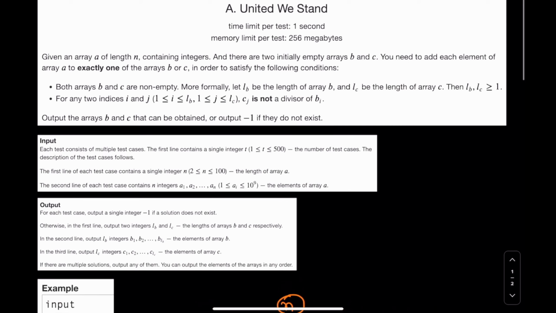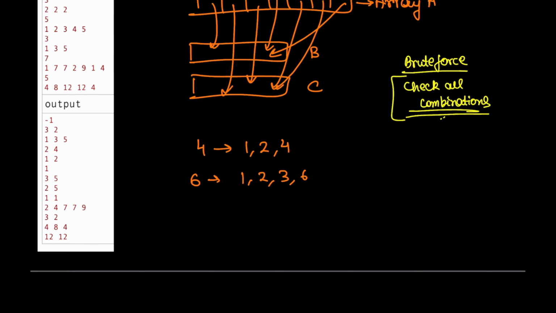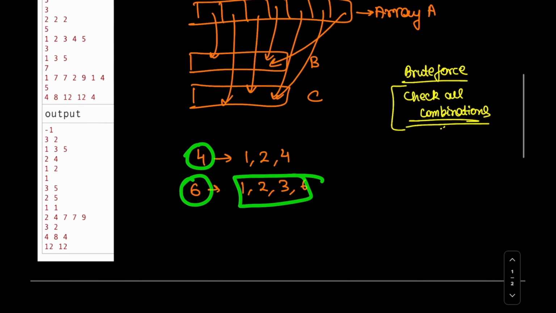So we are given one condition that C of j should not be a divisor of B of i. So let's see what a divisor means. Like 4 has divisors 1, 2 and 4. 6 has the divisors 1, 2, 3 and 6. One thing that we can notice here is that all the divisors are always less than or equal to the number. So we are going to use this fact in order to get to our answer.